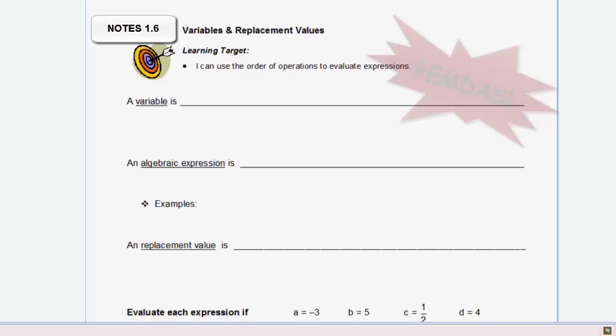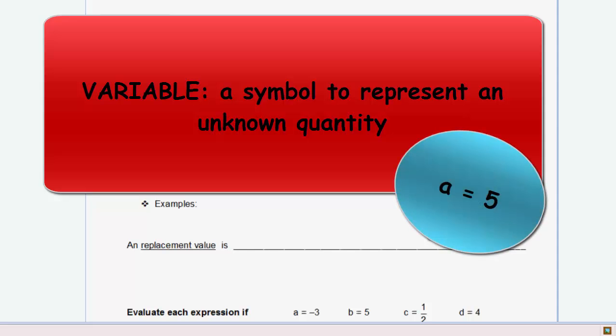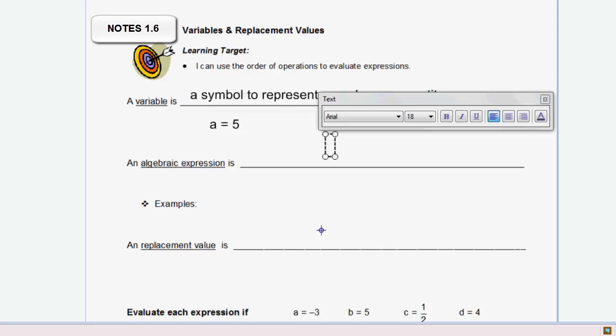So let's start off by defining what a variable is. A variable is a symbol to represent an unknown quantity. So something to stand for something else. For example, we see these all the time. A could be a symbol or a variable to stand for any number, so 5. Okay, so that's a variable.